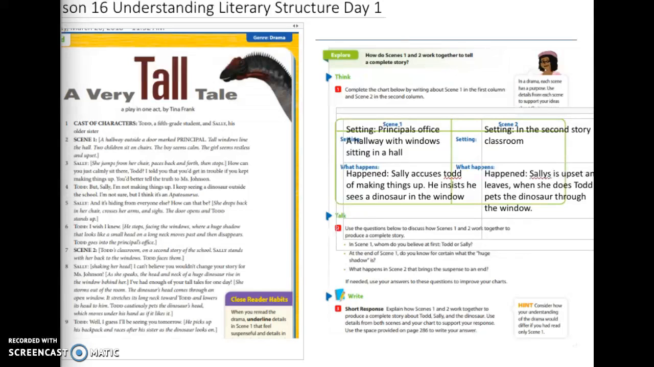You're going to go ahead now and work through your packet to unravel this packet. Your homework tonight is question number 3. Explain how Scene 1 and Scene 2 work together to produce a complete story about Todd, Sally, and the dinosaur. Use the details from both Scene 1 and your chart to support the response. Use the space provided on page 286 to write your answer. Make sure you write in your complete sentences and check your work. Thank you.